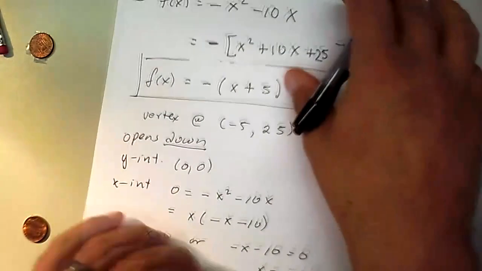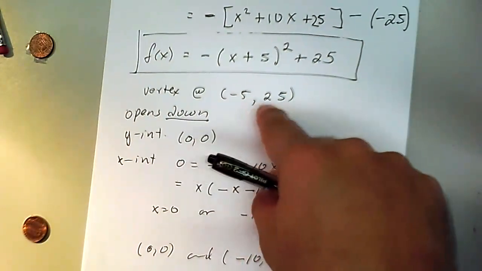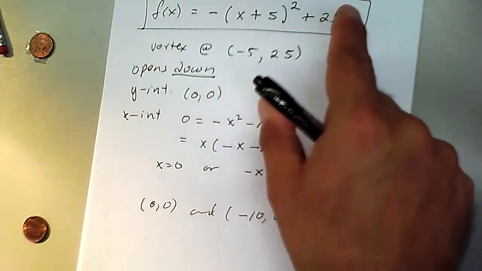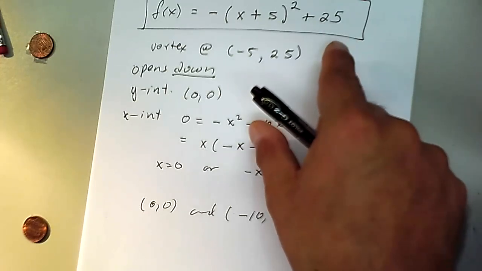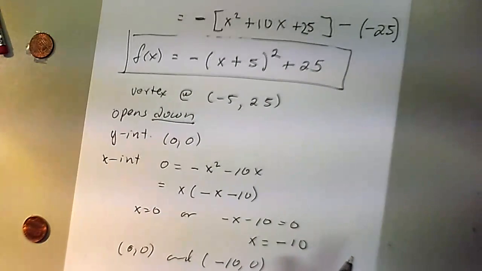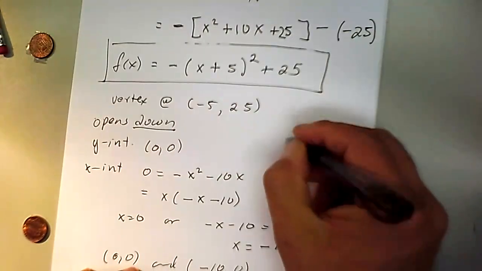Anyway, opening up, rather opening down, vertex. Oh, something I'm going to ask you for is the range of the function. See, the parabolas are very rich. They have a lot of information in them. So the parabola opens down.